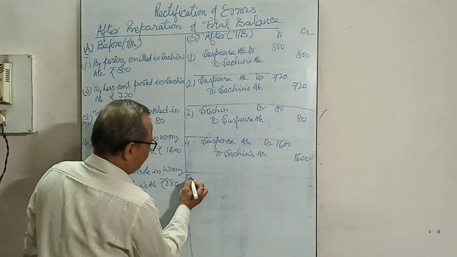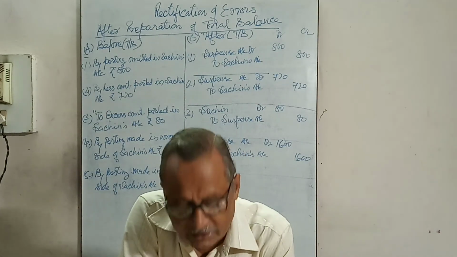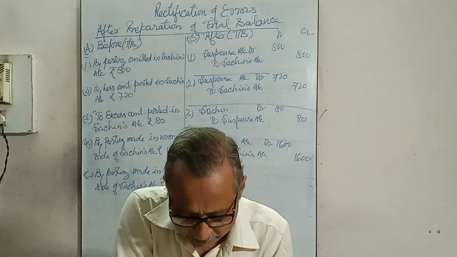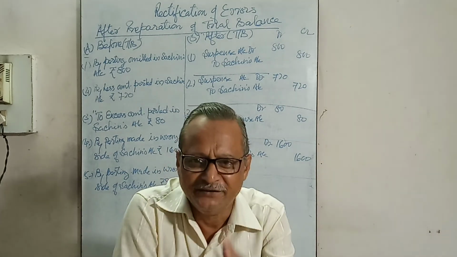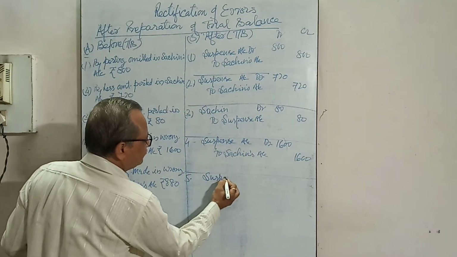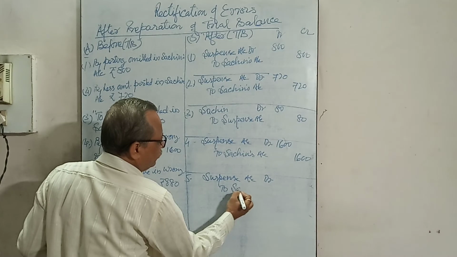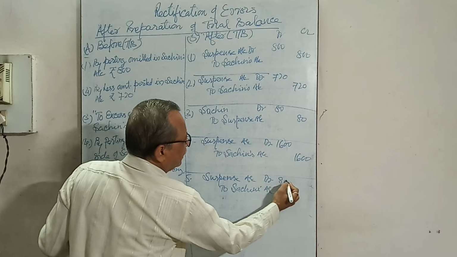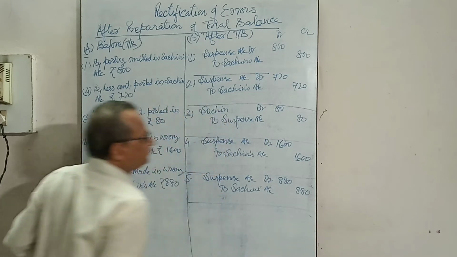And last, fifth item, goods costing 800 purchased from Sachin on credit were posted to the debit of his account 80. That is also wrong side posting, but the amount posted was 80 rupees. So there is a difference of 880. You will pass suspense account debit to Sachin's account 880. This we have to do.